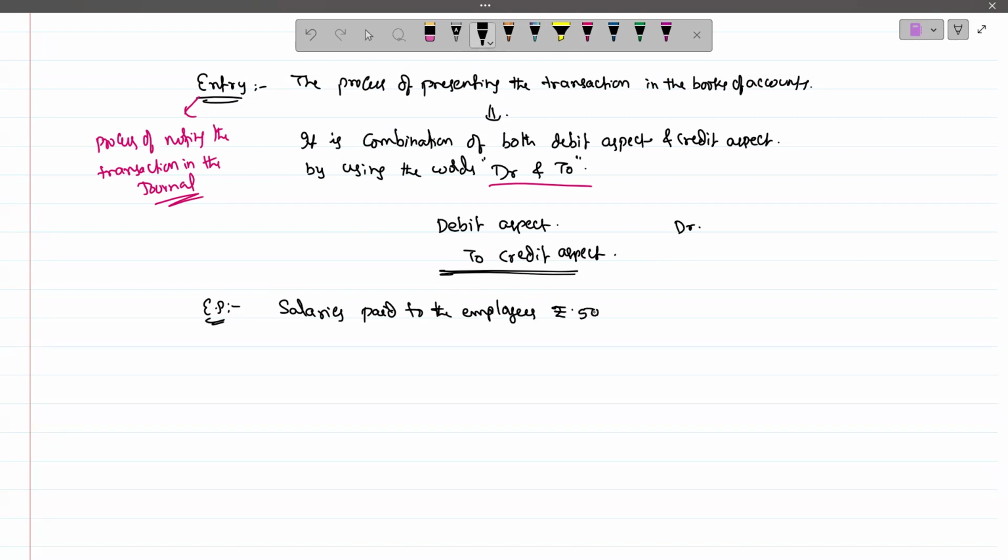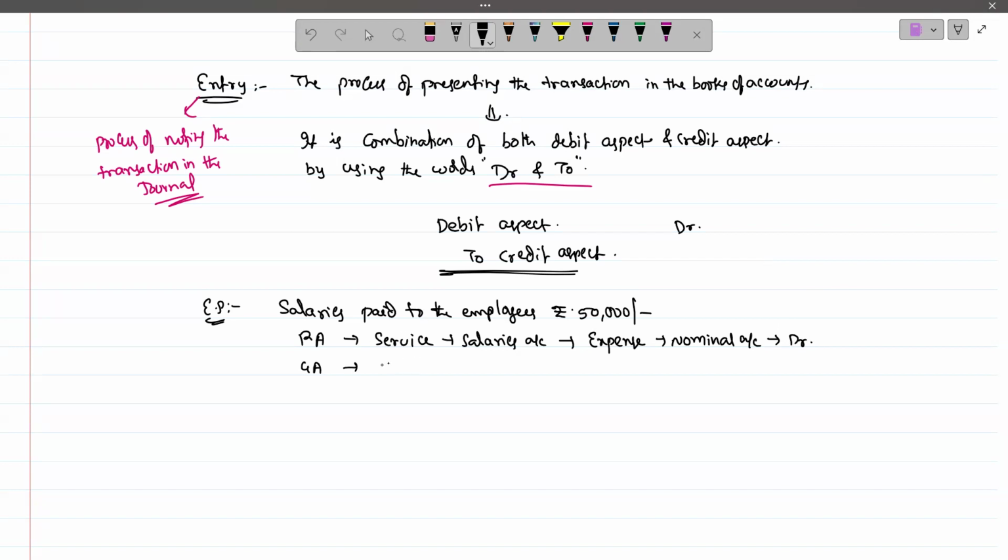For example, salary is paid to the employees 50,000. Here the receiving aspect is nothing but service, and the service is represented with the salaries account. The salaries account is an expense, and expense is a nominal account. As per the nominal account rule, all expenses and losses are debited and all incomes and gains are credited. As it is an expense, that account is debited.